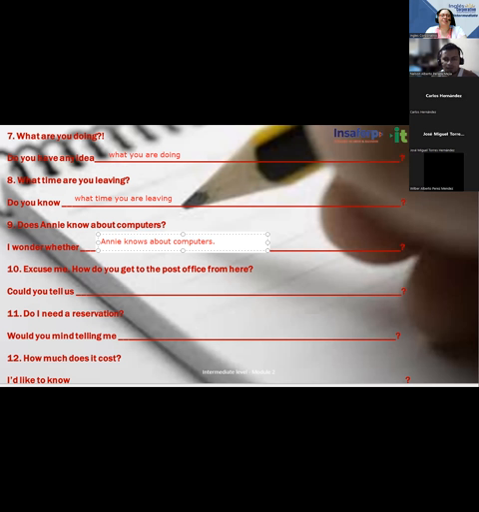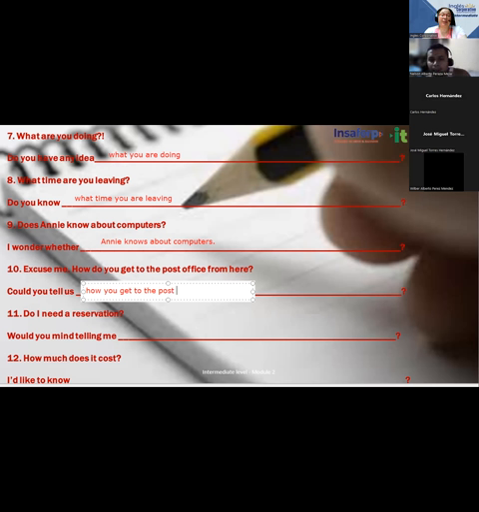How did you get to the post office? Esta es de las que en vez de poner el you, porque estoy pidiendo directions, ¿verdad? Ahí yo le pudiera preguntar how to get. Acordémonos cómo hacíamos eso para pedir instructions and directions. Lo convertíamos en un infinitive. Entonces, could you tell us how to get to the post office from here? Okay. Now this one takes the question mark.